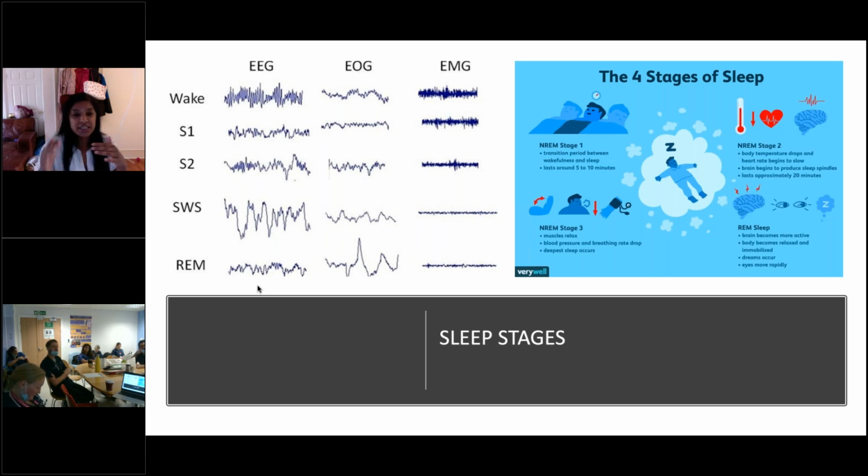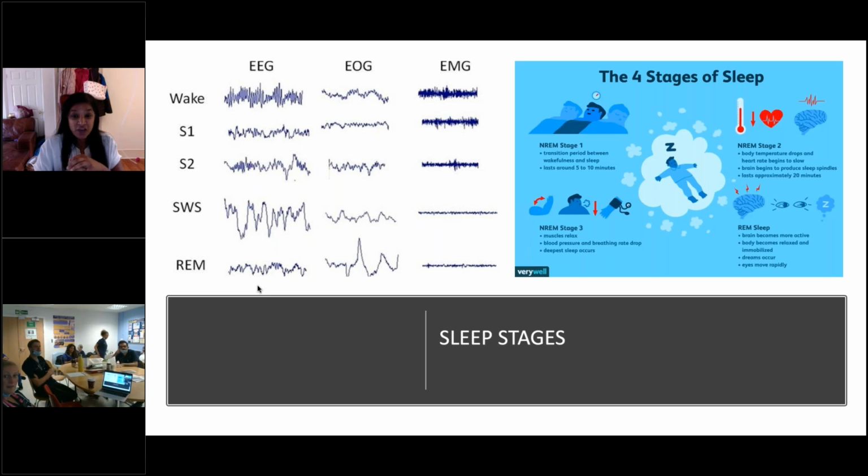Okay, so it's important to know the different stages of sleep, because at different stages of sleep you can have different types of parasomnias and disturbances. Okay, I'll go to the next slide, please.